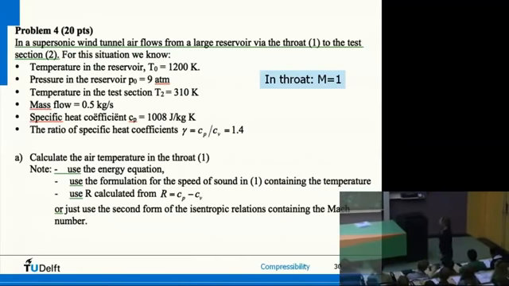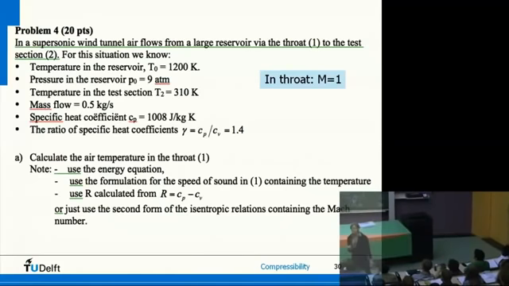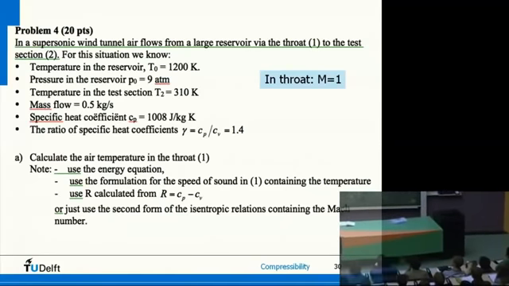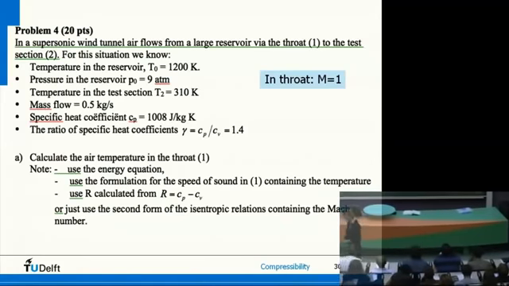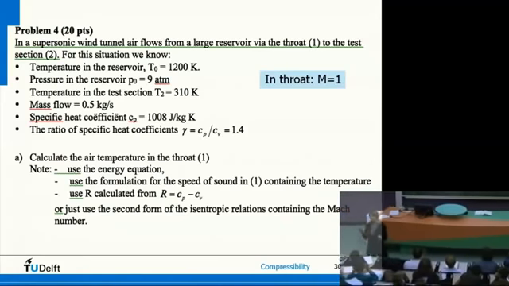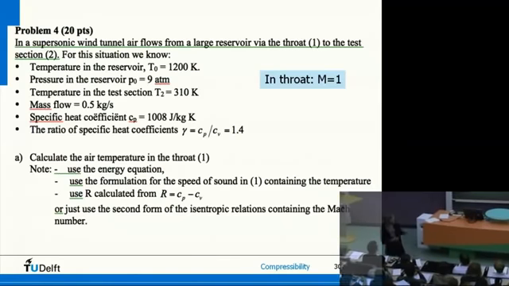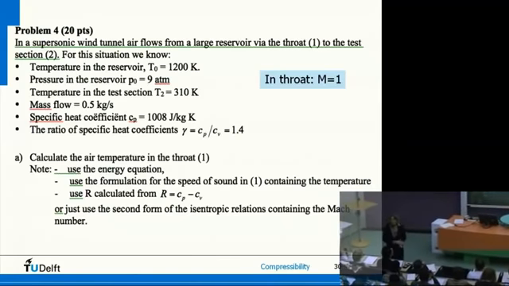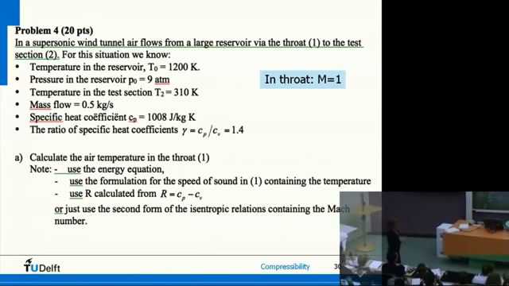The problem: a supersonic wind tunnel. Good question, can we do this for supersonic flows? Yes, as long as we don't have shocks. As long as we have isentropic expansions, no friction, no heat added or subtracted, that's standard in our tunnels. Then we can apply isentropic flow. So we have a supersonic wind tunnel, air flowing from a very large reservoir, a large pressure vessel, into a throat, a converging channel, to the test section, and in the test section we typically put our objects.